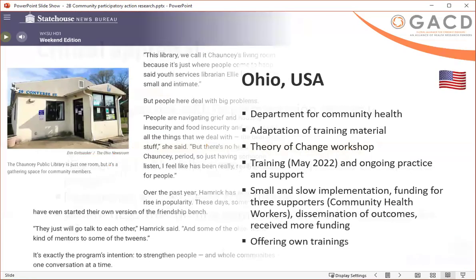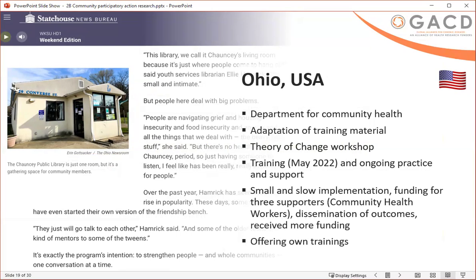I want to tell you a little bit about my experiences. I have helped to set up the Friendship Bench, which I've been part of for many years, in a community approach in Ohio. I've been working with the Department for Community Health. We adapted the training material. We did participatory means such as theory of change workshops with people. We did a training in May 2022. Since then, I've been in touch with them, practicing with them and supporting them in regular calls.